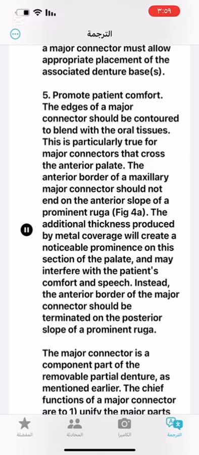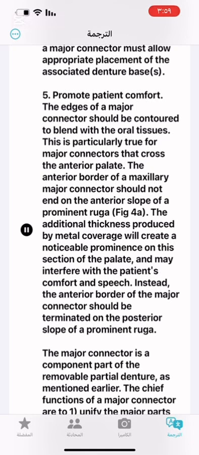The major connector is that unit of the partial denture to which all other parts are directly or indirectly attached. This component also provides cross-arch stability to help resist displacement by functional stresses. To function effectively and minimize potentially damaging effects, all major connectors must: 1.